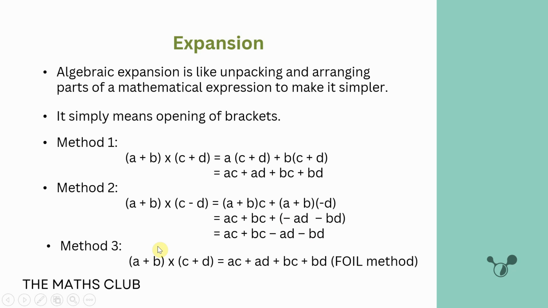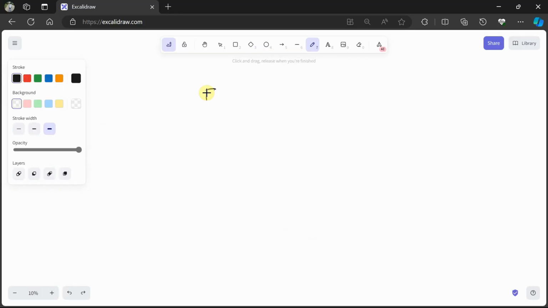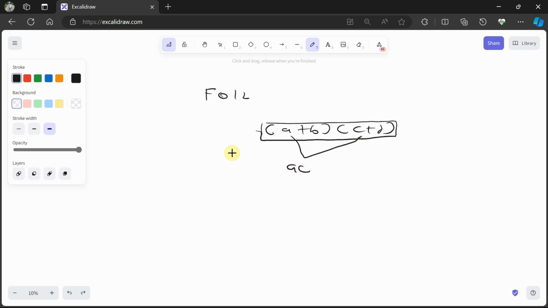Now the third method, which is the method that most of us are actually used to, is the FOIL method. So we have the FOIL. If this is like a fence around it, the F is saying multiply the 2 first guys in the bracket. So I'll be multiplying these 2 guys, right? This will give me ac. It now says multiply the outer guys. If you look at this fence, this is the outside of the fence to the left, and this is the outside of the fence to the right. So I'll multiply the 2 guys that are outside.